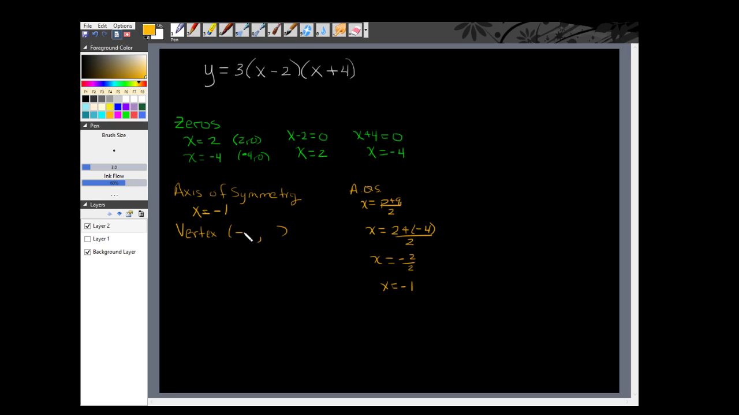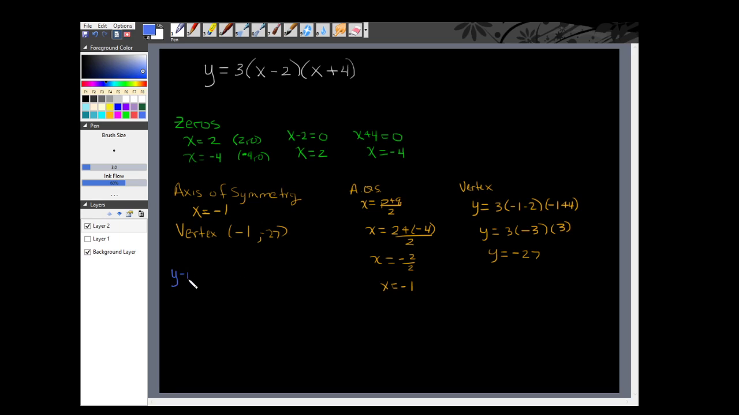Now the vertex lies on that axis of symmetry, so I could put the negative 1 in for that. And in order to find the y value for my vertex, I just plug that negative 1 into the function. So I get y equals 3 times negative 1 minus 2 times negative 1 plus 4. If I simplify my parentheses first, negative 1 minus 2 is negative 3. Negative 1 plus 4 is a positive 3. And 3 times negative 3 times 3 is negative 27. So this graph will be way down at negative 27.